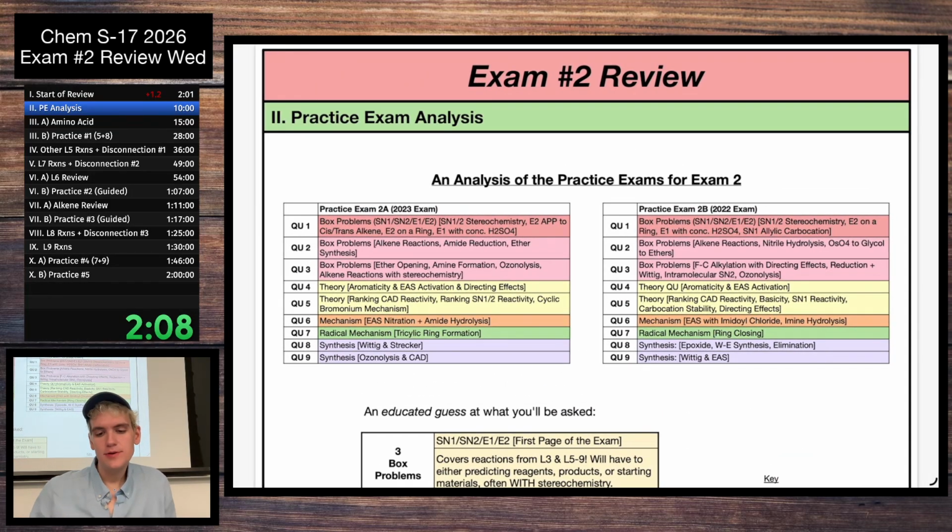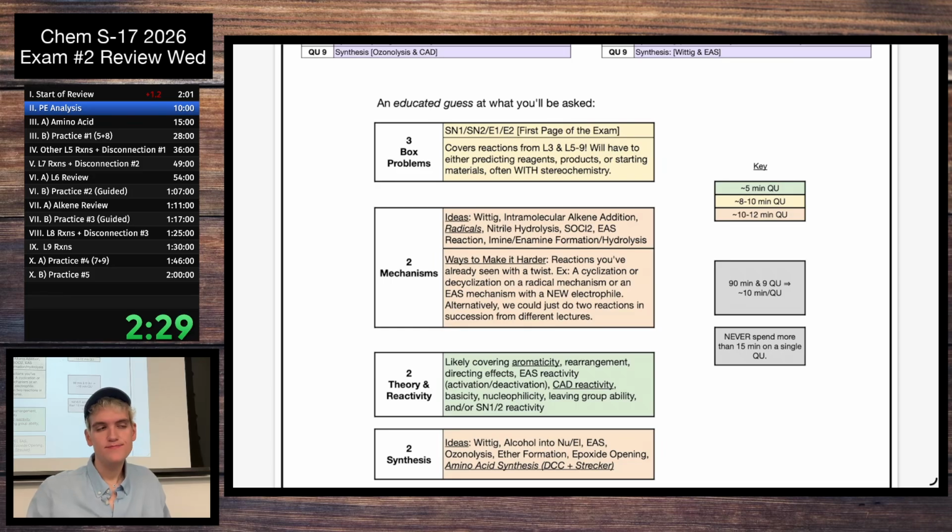A year or two ago, I spent 3 or 4 hours and went through each question on the most recent practice exams, A and B. They have the same framework, but I tried to diagnose the core part of this question for all of them. This is a box of all the upshots. So 9 pages. You're going to have 3 pages of box problems. The first page of the exam is definitely going to be substitution elimination, in the exact same format as the practice exams. And then the other 2 pages are going to be a mix of all the reactions.